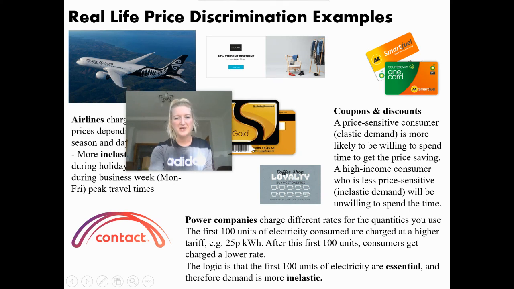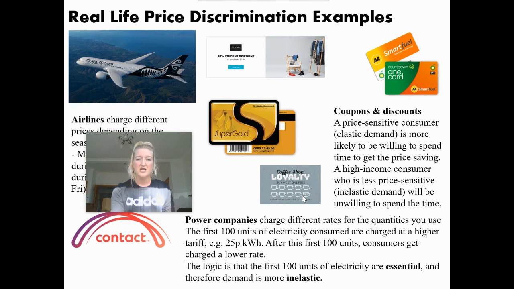We can also discriminate using ages. If you're a student, or if you are over 65, then you usually have a lower income than people that are working full-time. So producers use this to their advantage, and they offer student discounts and SuperGold cards for people over 65, because they are usually going to have an elastic demand for products because their incomes are lower, so they are more sensitive to price changes. Essentially they're lowering the price for these people so that their quantity demanded will increase by proportionately more.